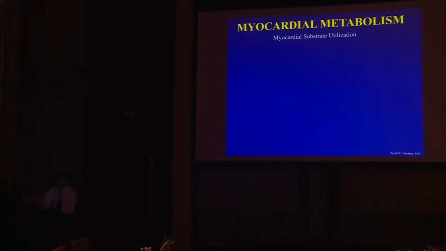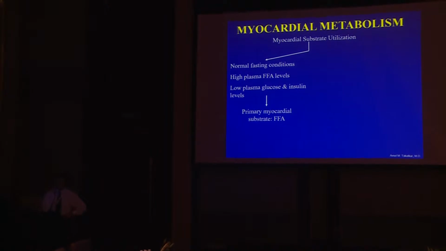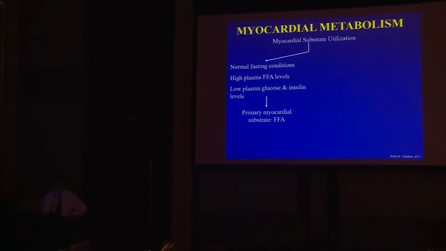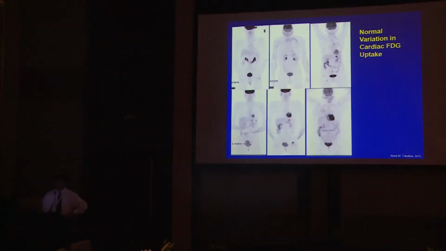Metabolism of the heart has very complex underlying conditions as regards substrate. Under normal fasting conditions, when the free fatty acid levels are high and glucose levels are low, the primary myocardial substrate is free fatty acid, whereas in postprandial conditions it shifts from free fatty acids to glucose, and hence FDG can be used for that.